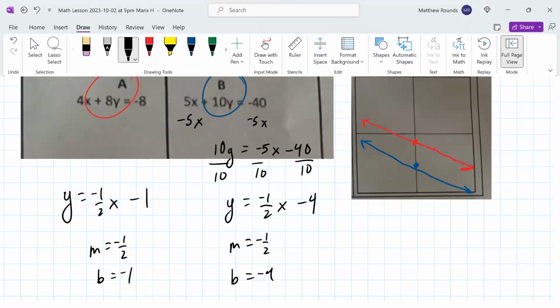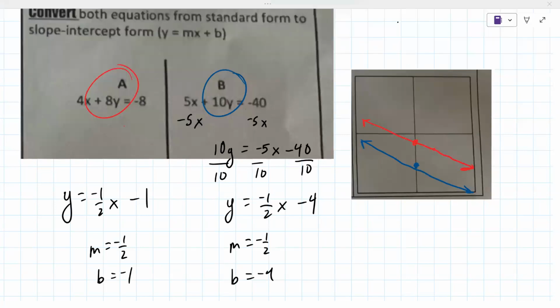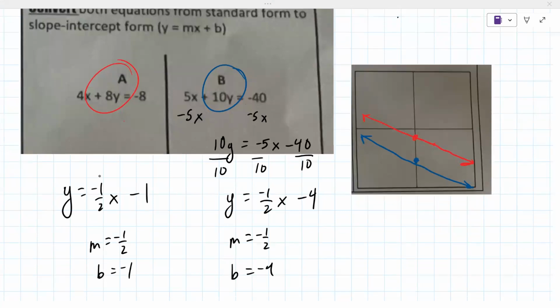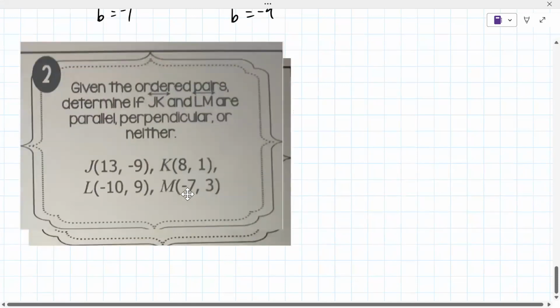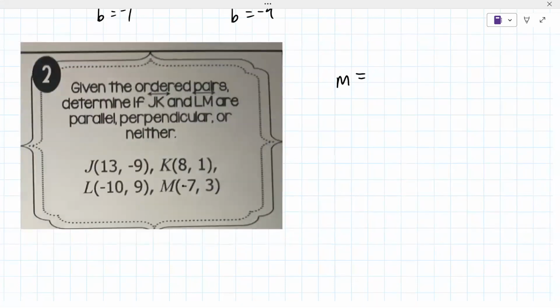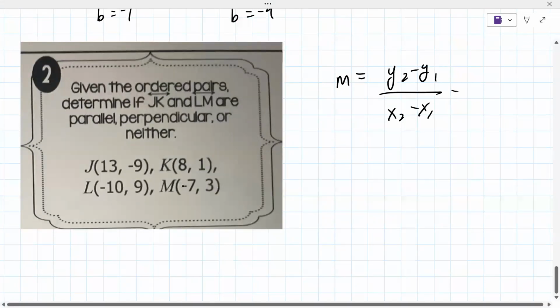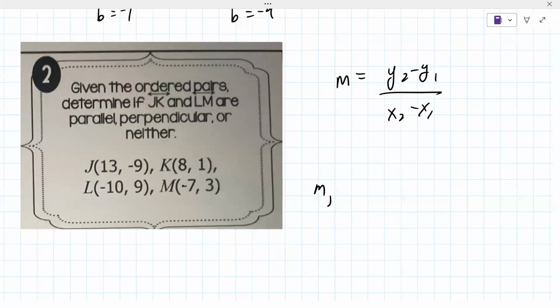Okay, so we're going to go back to number 2 on the other ones that talk about given the ordered pairs. So let me snip this one in. I'll write the slope formula again. I want you to do JK and let me know what you come up with before we proceed to the other one. So just take your time, work on your signs.